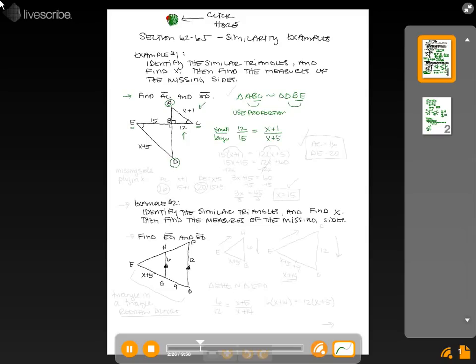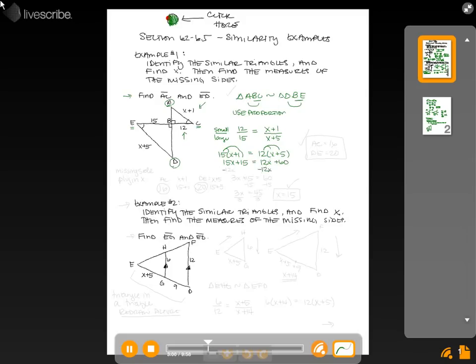Alright, now I solve this. To solve my proportion, I'm going to cross multiply. That gives me 15 times (x plus 1) equals 12 times (x plus 5). Okay, notice I put the expressions x plus 1 and x plus 5 in parentheses because we have to distribute to both of them. So 15x plus 15 equals 12 times x is 12x, 12 times 5 is 60. Now we solve it from here.